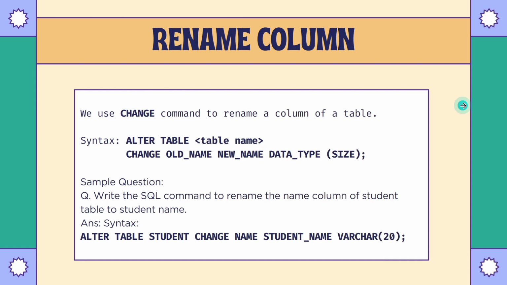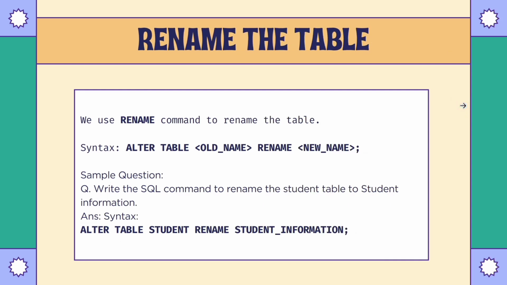Now we will learn how to rename a table. To rename a table we use the rename command. The syntax is alter table, then the old name, rename, new name. So we can write the command this way. Suppose our table name is student and we want the name to be student information. So we can write alter table student rename student information.